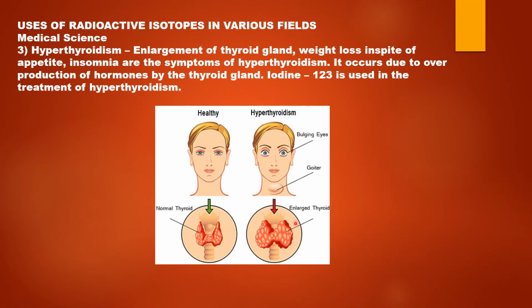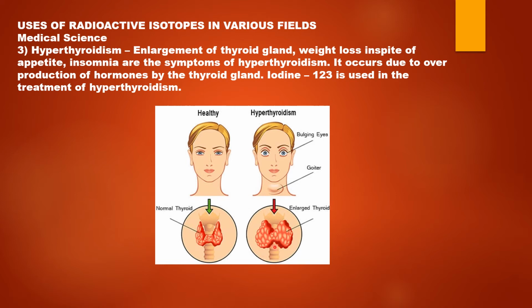Hyperthyroidism is a condition when an overactive thyroid gland produces excess of thyroid hormones in the blood. And which are the thyroid hormones? They are thyroxine and triiodothyronine. We have already studied this.